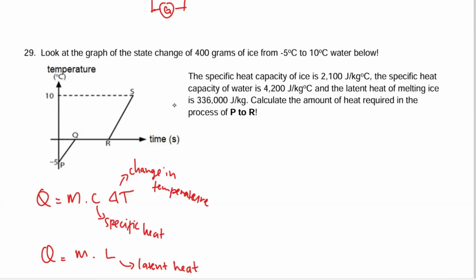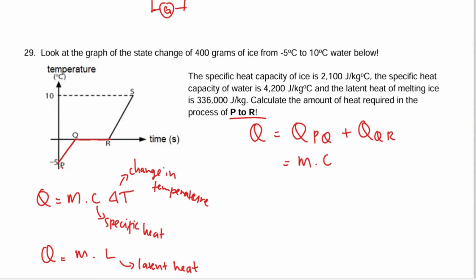It depends on the process, right? Is it the latent heat of melting or evaporation? Okay, so now we check here. The question asks to calculate the amount of heat required for the process from P to R. So only this process, P to Q and then Q to R. We know that from P to Q, the temperature changes, right? From -5 to 0. So for total Q, we call it Q from P to Q plus Q from Q to R, right? There are two Q here.